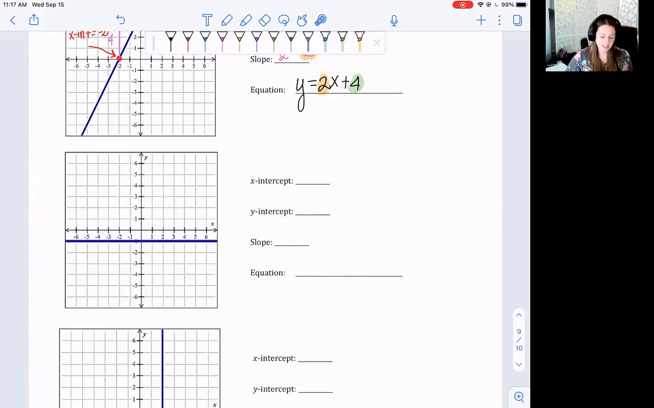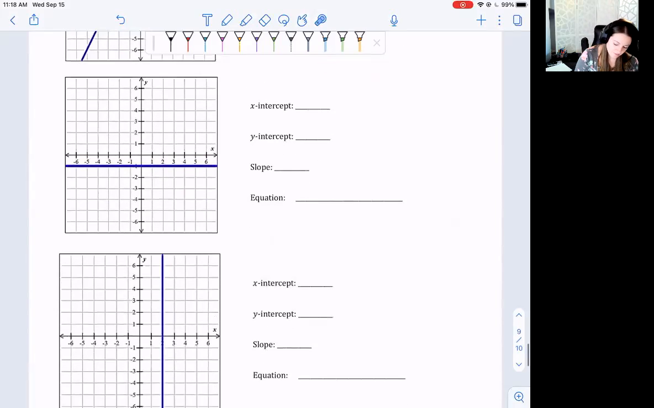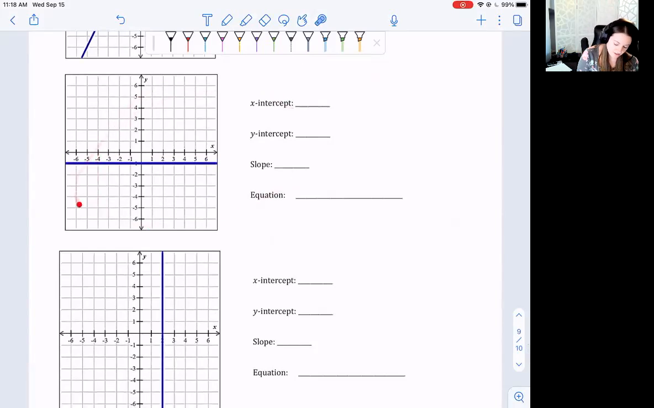Seen a few of those dones come in. Excellent. All right. So for this first one here, this is a horizontal line. It does not cross the x-axis, so there is no x-intercept. The y-intercept is at -1. The slope of a horizontal line is 0.